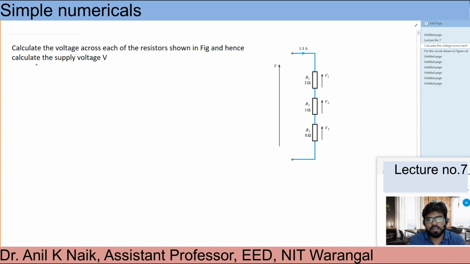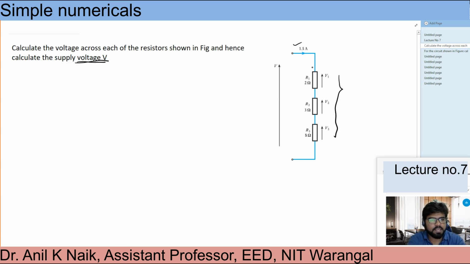This is a very simple circuit where different resistors R1, R2, and R3 are connected in series, and some voltage V is applied here. The current going through the series resistors is 1.5 amperes. Now they are asking us to calculate the supply voltage.